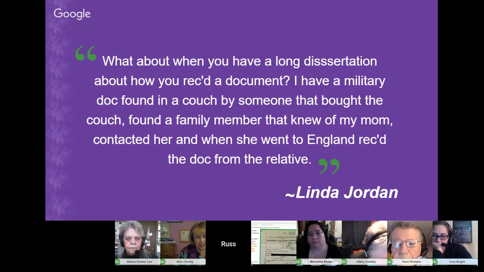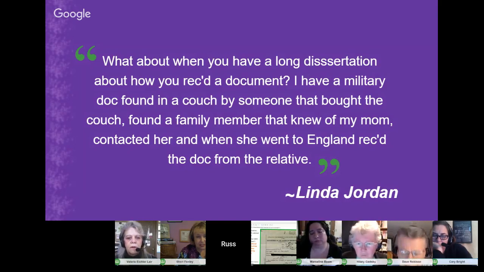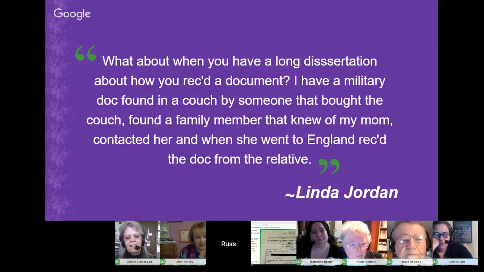But let's bring in Linda Jordan's comment, Russ, because that's apropos. All right. Okay, Linda says, what about when you have a long dissertation about how you received a document? I have a military document found in a pouch in a couch by somebody that bought the couch, who found a family member that knew of my mom, contacted her, and when she went to England, received the document from the relative. Wow, that is quite a history.